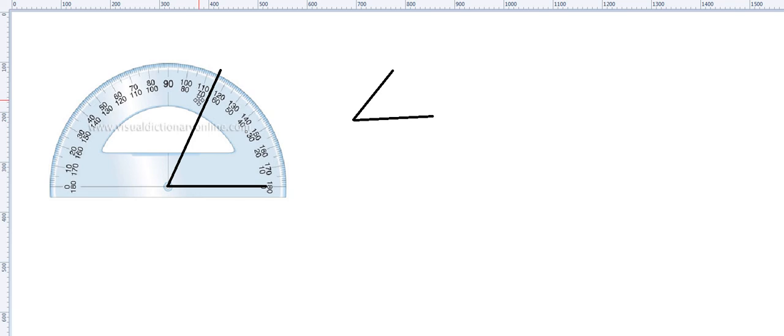Now from here, I just figure out where this line is going to cross. And it looks like it's going to cross at about 65. So that means the measure of this angle, we'll call this angle A, is 65 degrees. So that's how I would write my answer.